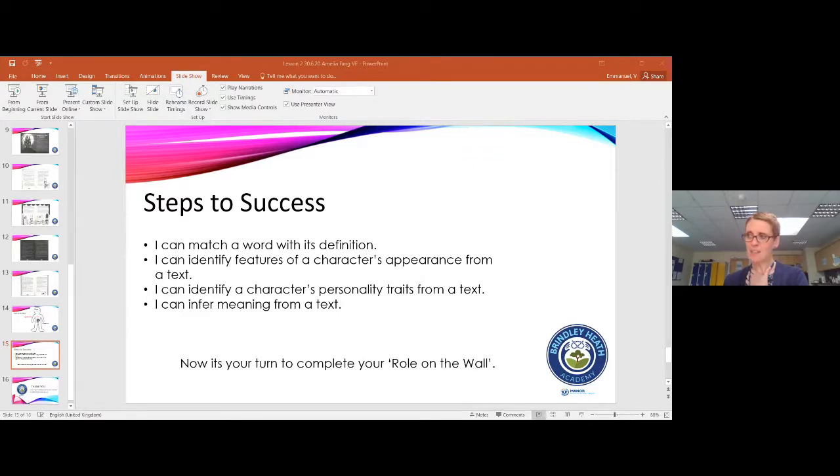I'll just give you a moment to see if you want to type anything to me, or carry on with your role on the wall and think about that. Just give it a moment or two, because it would be lovely to hear from you. I can see that there are 18 of you attending this live lesson, which is great. That's over half the class.